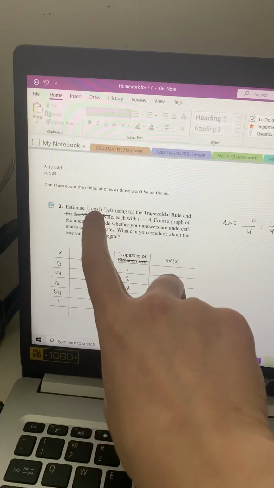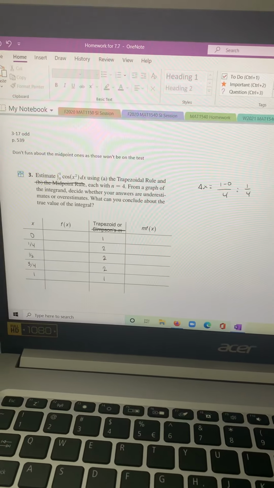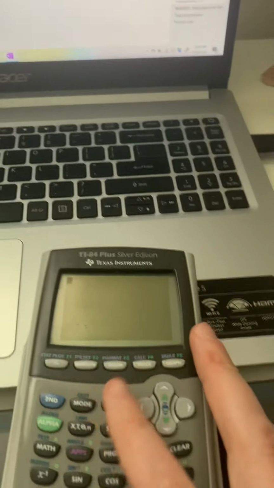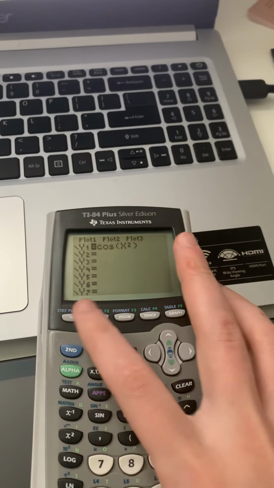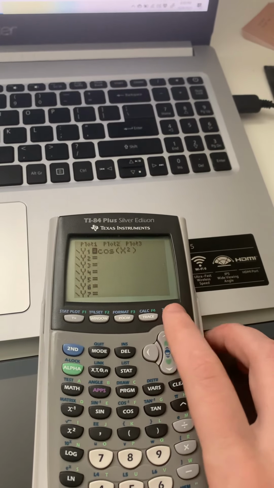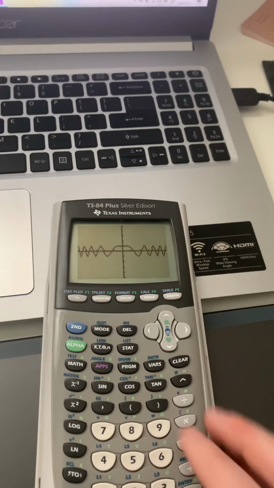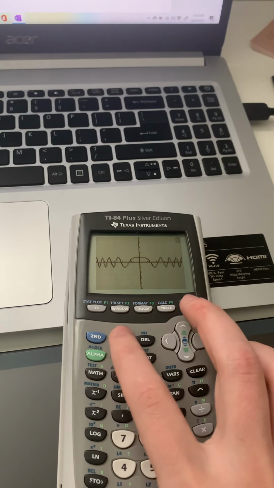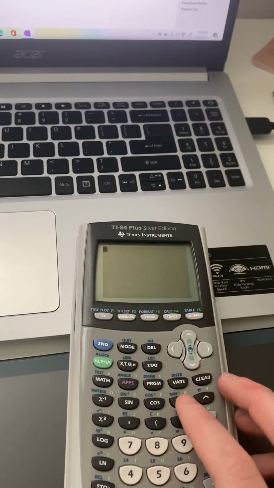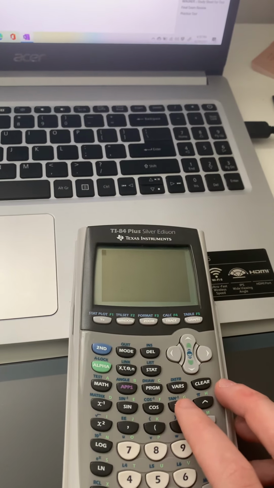So this is what we're going to put into our calculator in our y sub 1. So going to y sub 1, I've already put that function in. I'm just going to graph it. You can see it there. Quit this mode, and now here's that bit of calculator magic.